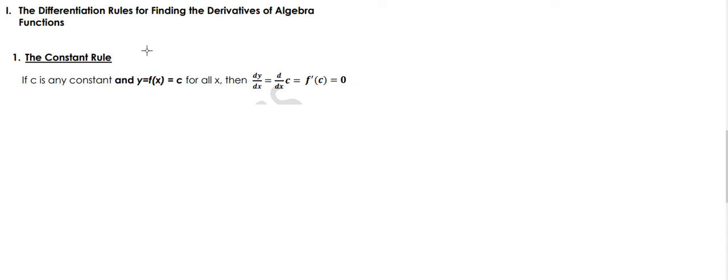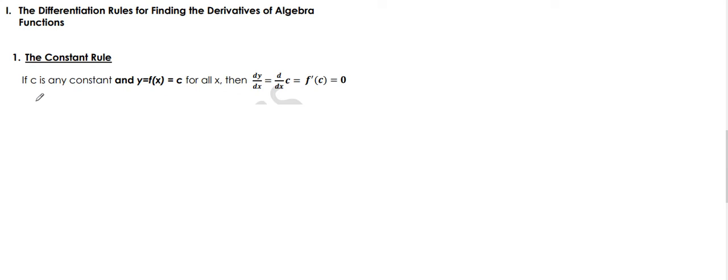Okay, sa module na to, papag-aralan natin yung differentiation rules. And marami yon, so isa-isahin po natin. First, we have the constant rule. If c is any constant and y is equal to f of x is equal to c for all x, then dy over dx, or d/dx of c, is equal to f prime of c, which is equal to 0. So basically, ang ibig lang sabihin nito, kapag meron kang constant, automatic, 0 ang magiging derivative nun.